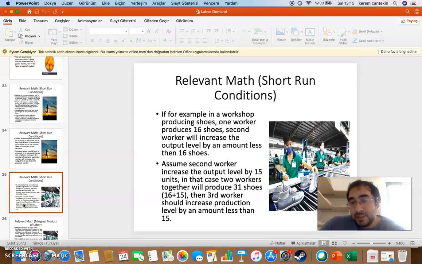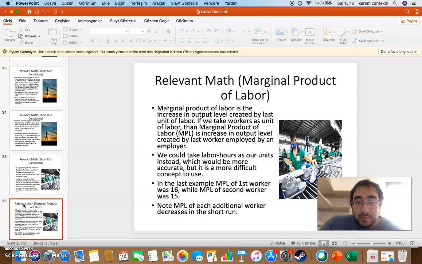That basically means that if one worker is producing 16 shoes, the second worker should add less than 16 shoes to the production level, which might be, for example, 15. In that case, the total production level when you have two workers will be 31, and the third worker will increase the production level by less than 15. Of course, it can be 14, 13, and so on. So it does not necessarily have to be 15, but the maximum number it can take is 15. Okay.